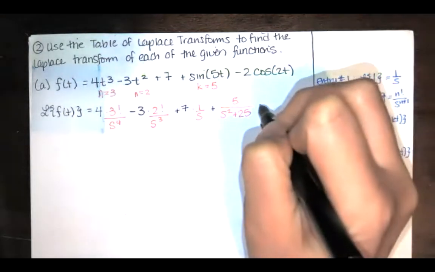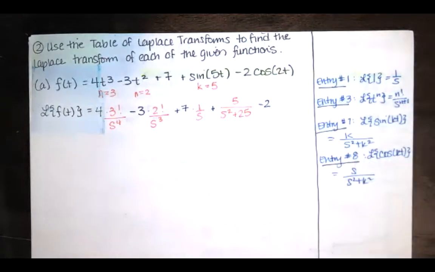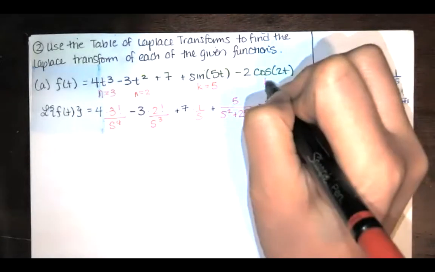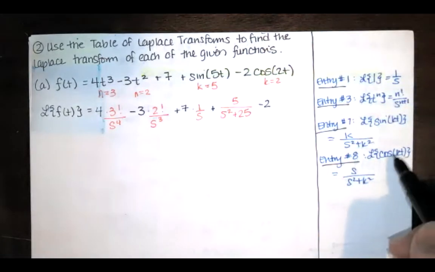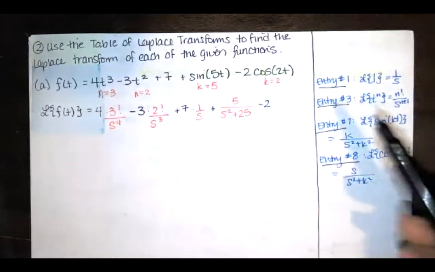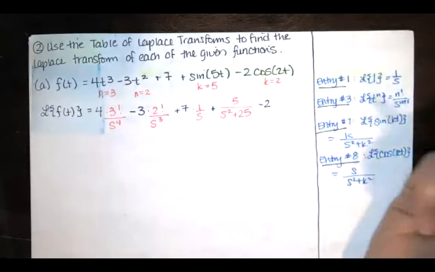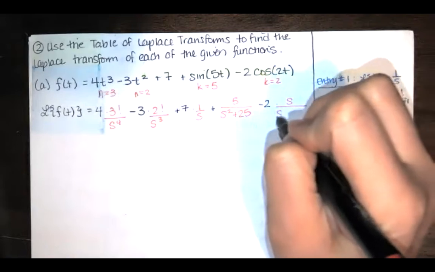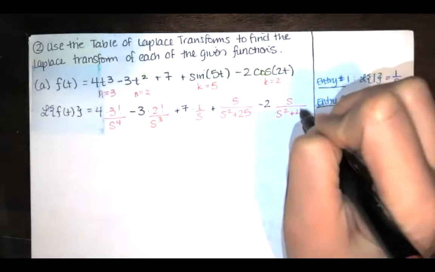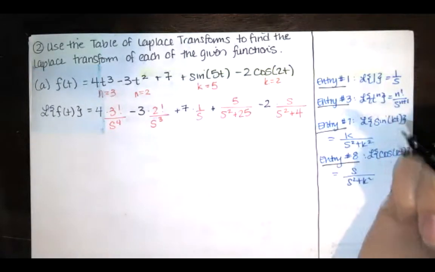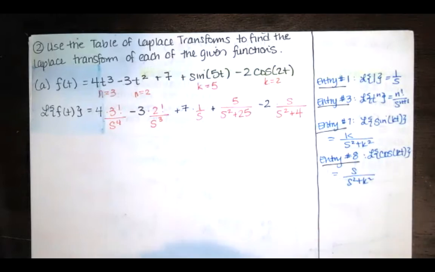On this last one, you want to bring the negative 2 down. Got cosine of 2t, matching the same type of pattern, cosine of kt with the cosine of 2t, k equals 2. And for that one, we get an s over s squared plus k squared. K is 2, k squared is 4. So that is our answer. It's just not simplified. Let's simplify it.